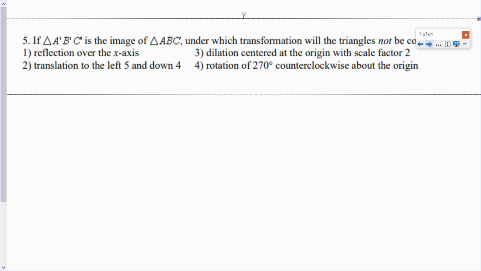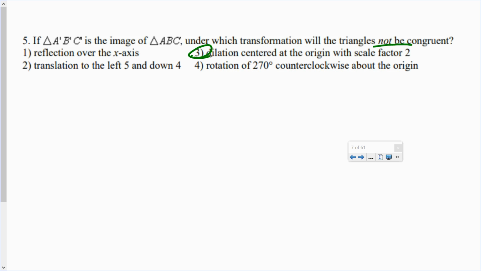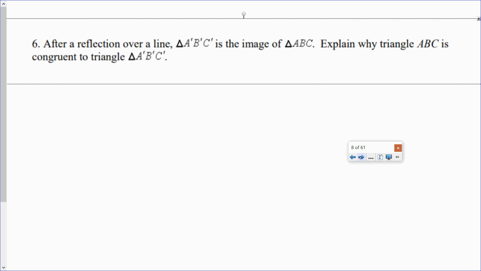If triangle A'B'C' is the image of triangle ABC, which transformation will the triangles not be congruent? Listen, there's not many easy questions in this geometry Regents. This is one of them. They all produce a congruent figure, except for dilation. So if it ever wants to know which one's not congruent, it's a dilation. They all preserve size, except for dilation. They all preserve orientation, except for a single line reflection.